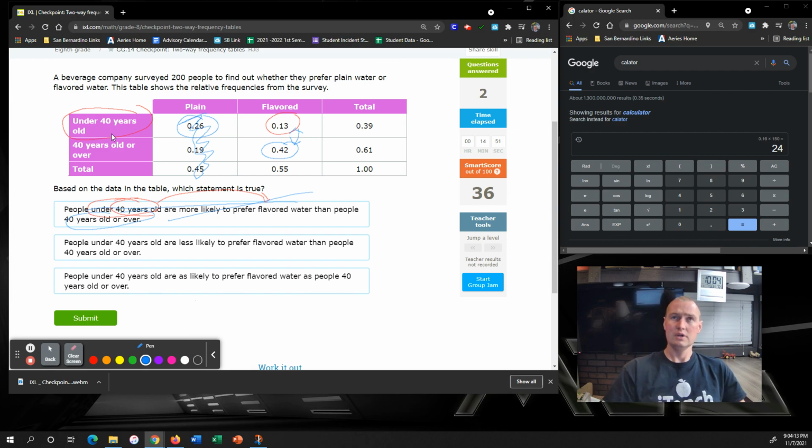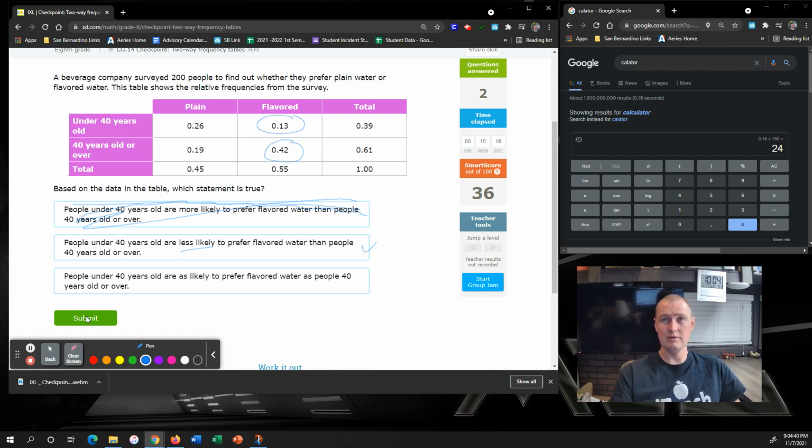All right, clear the screen because the first one is definitely not correct. It was exactly opposite. So we don't want that one. Now, did they change to the opposite? People under 40 years old are less likely to prefer flavored water than people over 40. That's correct. Under 40, they'd rather have less flavored water than people over 40. So that one looks good. It's the exact opposite of the first one.